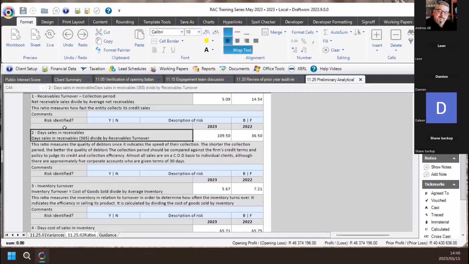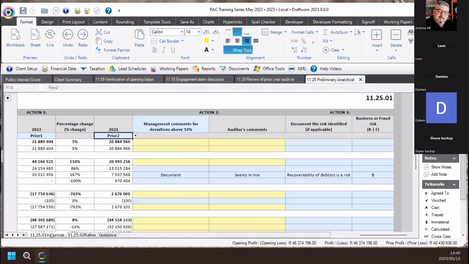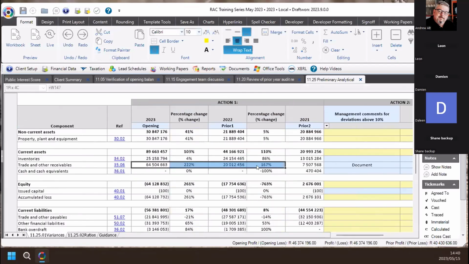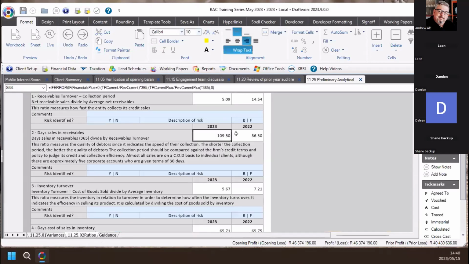we've got a ratio here, the days sales and receivables, and you'll see that it's gone from 36 to 109. Now, this linked to what we saw here, right? So we're actually coming to the same answer, but just asking the question in a different way, because there we're just looking at the gross growth, but here we're looking at a ratio growth. Now, you might say, well, hey, recoverability of debtors is a risk.